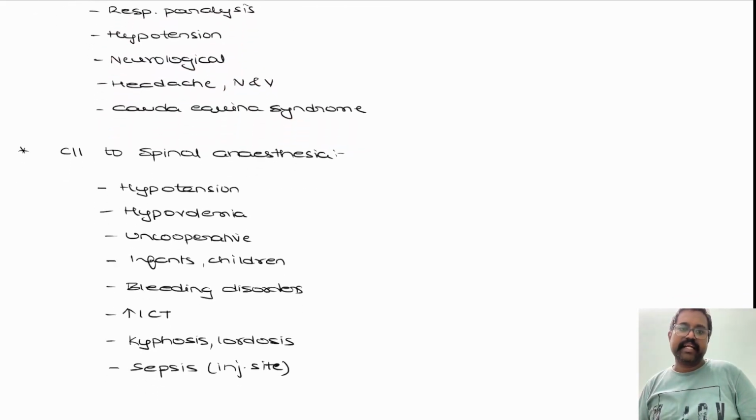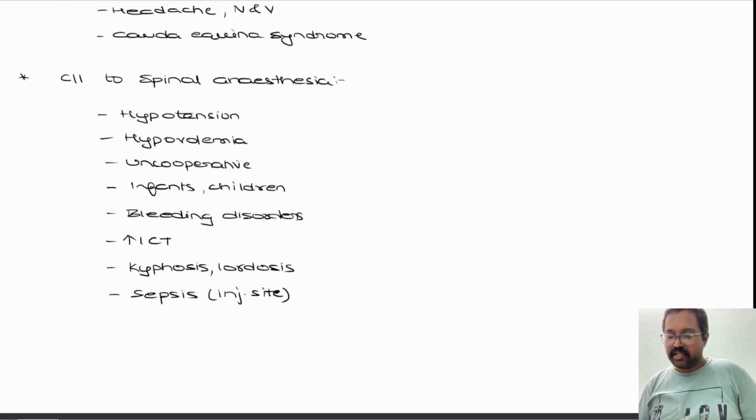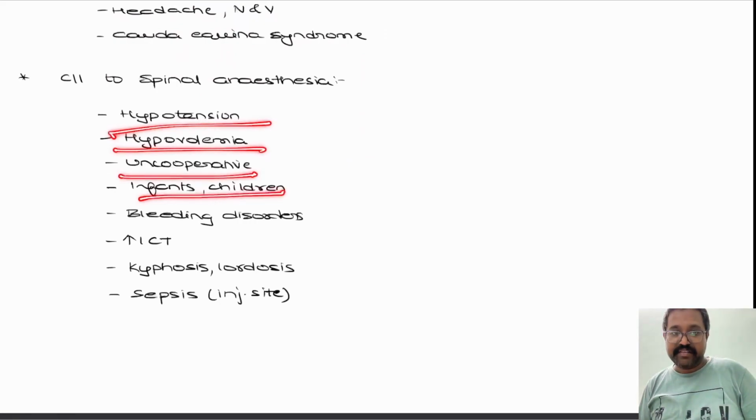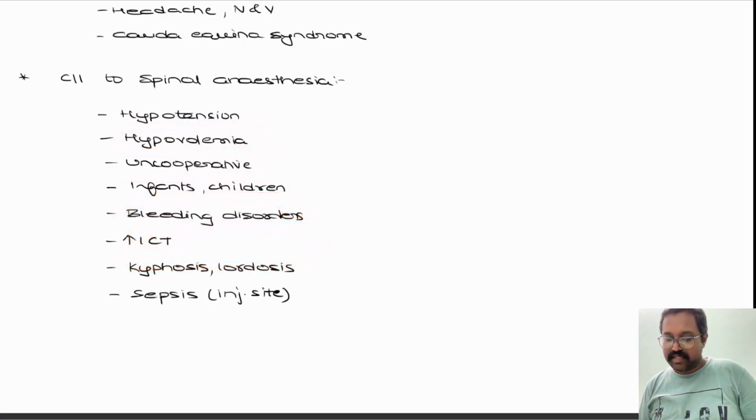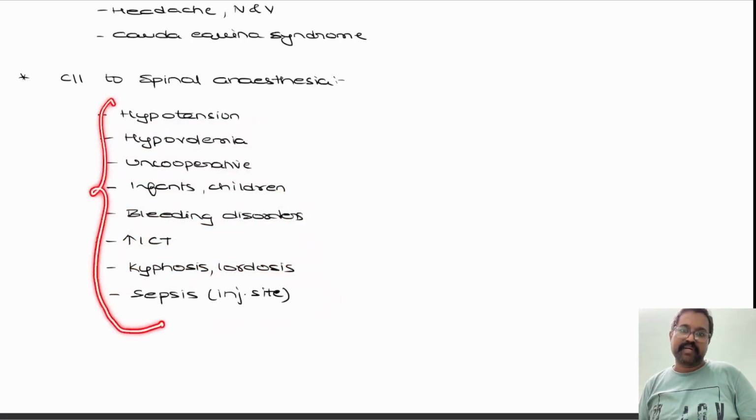So what are the contraindications for use of spinal anesthesia? So the hypotension, hypovolemia, uncooperative patient, infant and children, any bleeding disorders, raised intracranial tension, kyphosis, lordosis, and sepsis at the injection site. All these are the contraindications for spinal anesthesia.